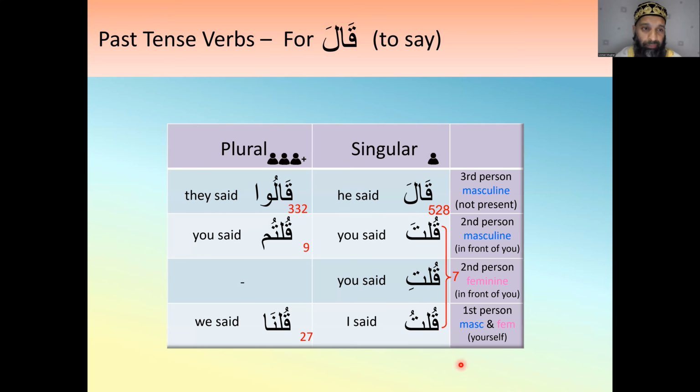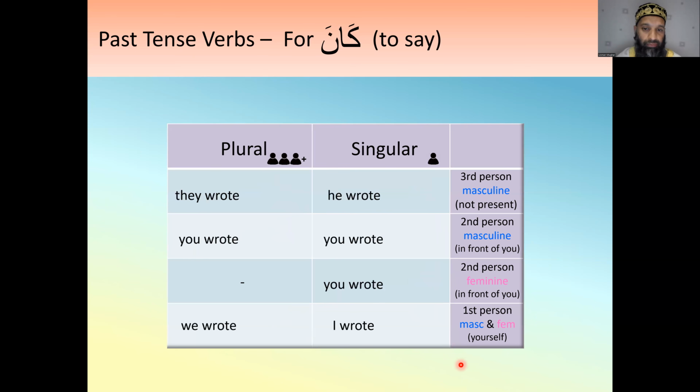So now, I just put it in different colors there for people who like that. Now we're going to do kana. Kana is the second verb that we're going to do, the weak verb. Only 2 verbs we're going to do, 2 weak verbs. One was qala and one is kana. Kana means to.